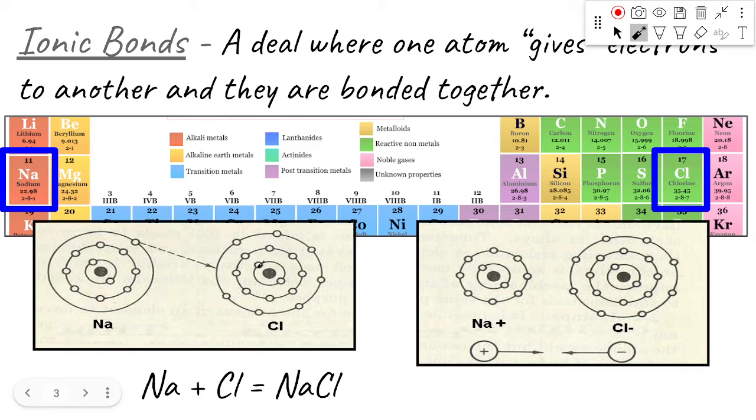Let's count them up. I've got 1, 2 filling the first shell. I've got 8 more in the second shell. That gets me to 10. I need 8 to fill this shell right here. 1, 2, 3, 4, 5, 6, 7. 10 plus 7 is 17. And there's a hole right there. And chlorine's left going, man, if I just had 1 more electron, my life would be complete.